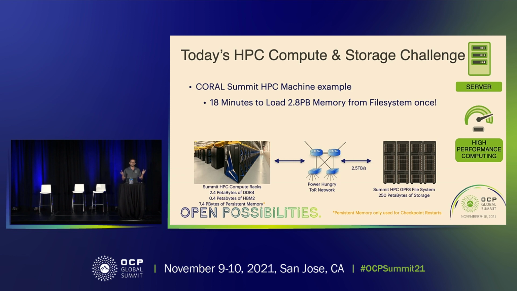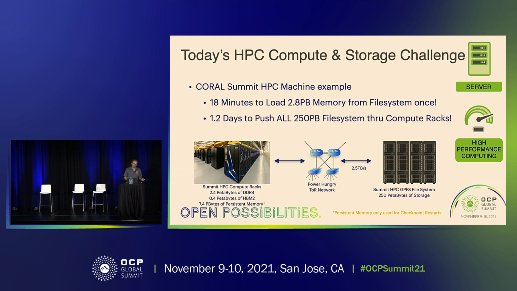So if you have a high-performance computing job that runs in 18 minutes, 50% of your time is loading the machine. That's a little bit of a problem. But this doesn't really cause too many issues in HPC because HPC is typically more compute-bound. You know, jobs run for ages on the one set of memory.